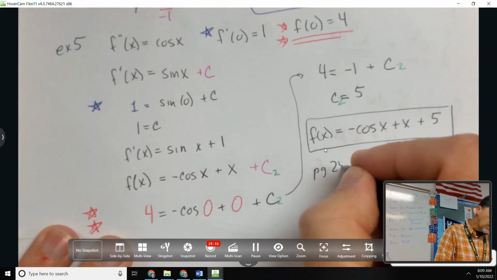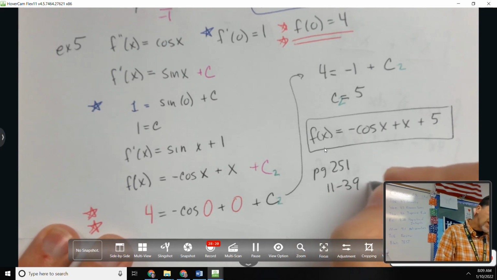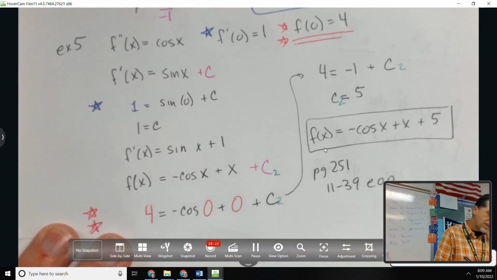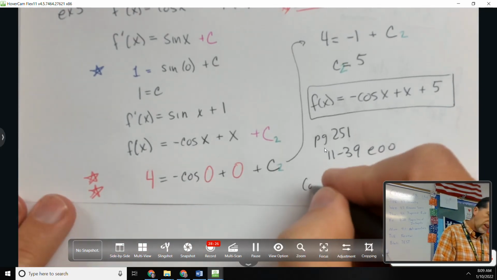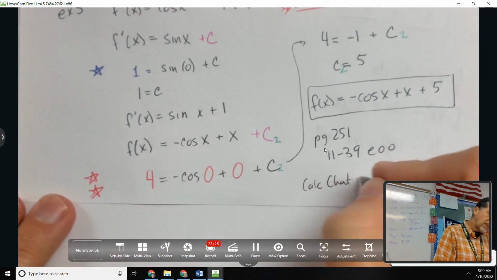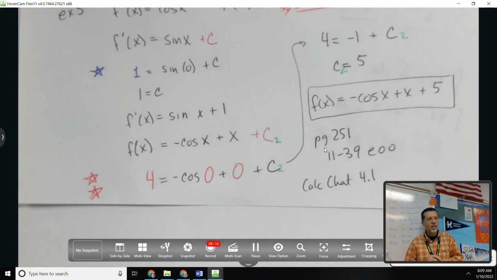All right, page 251, 11 through 39, every other odd. And again, if you're calc chatting, this is section 4.1. Calc chat needs the section, not the page number. This is the last of the new stuff of what's on the test. Tomorrow we'll have a review, and then Wednesday we'll test.